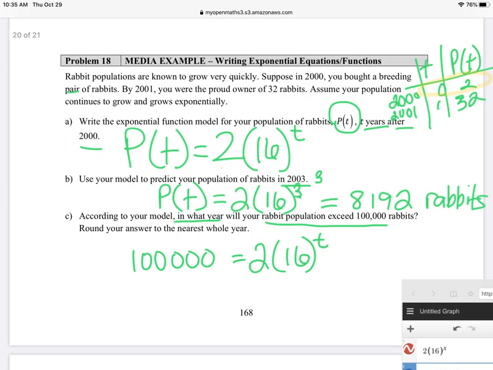Which means my solution to this is 3.902. So t equals 3.902. Now they asked me to round to the nearest whole year, so that's about 4 years later. So if it was 2000, 4 years later would be 2004.